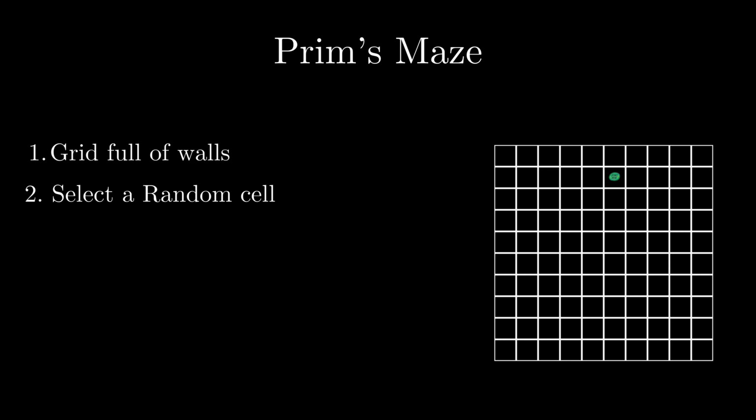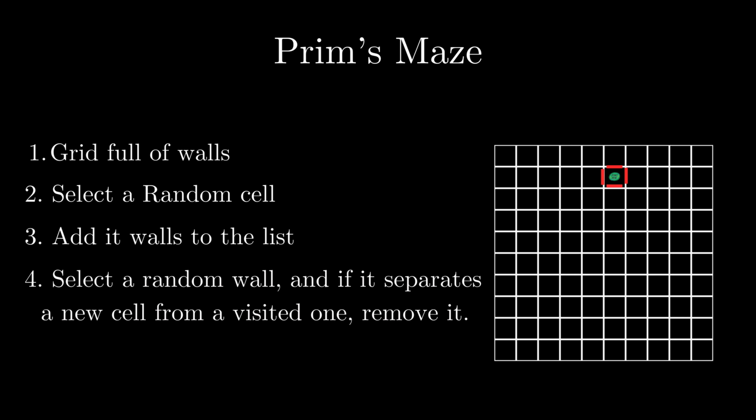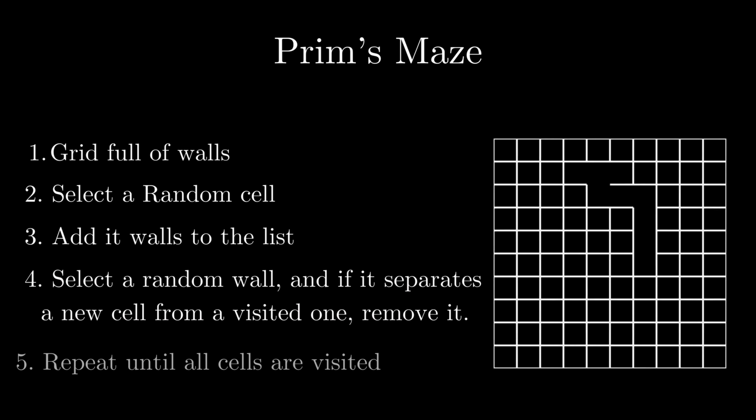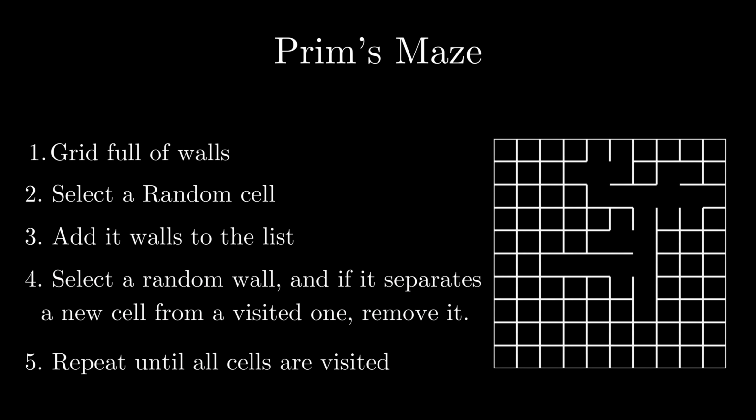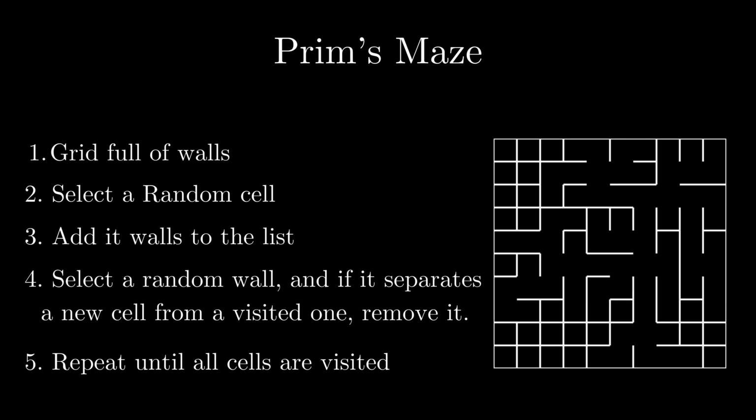The algorithm then maintains a list of walls adjacent to cells already in the maze. At each step, it randomly selects one wall from this list, and if that wall separates a cell inside the maze from one outside, it removes the wall, adds the new cell to the maze, and updates the list of walls to include those adjacent to the newly added cell. This process is repeated until all cells have been included in the maze. The result is a maze with interconnected pathways, ensuring a single connected component with no isolated sections.